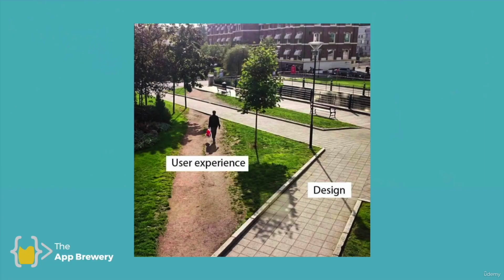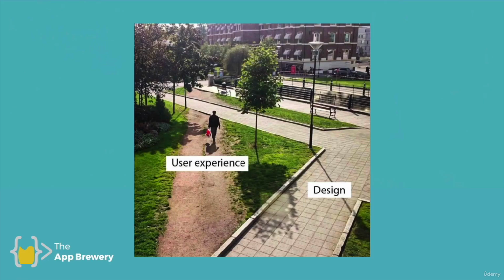So in a year, the paths where people need to naturally walk become trodden down and the grass gets worn down, revealing these paths that people need. And it's at this point that the architect actually lays down all the tiles and paves these paths. So this is kind of the difference between user experience and design.